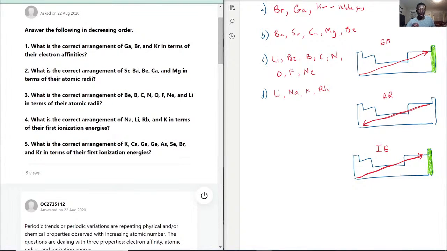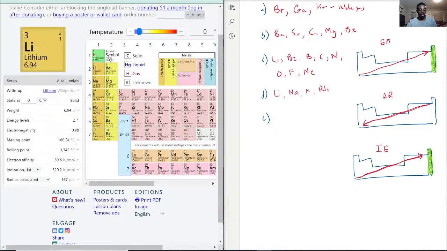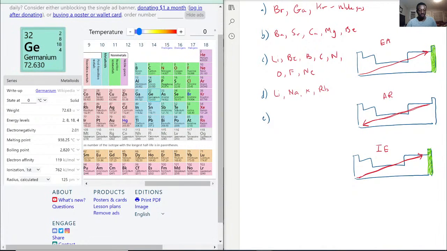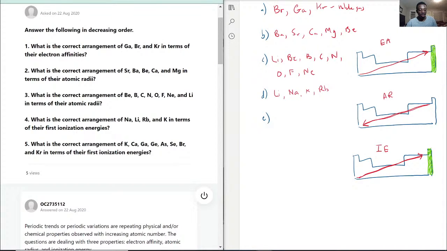And now number 5 is asking still for the ionization energy, but instead of a column, we're now approaching it in terms of a row. So we have now potassium, calcium, then gallium, germanium, arsenic, selenium, bromine, and then krypton.